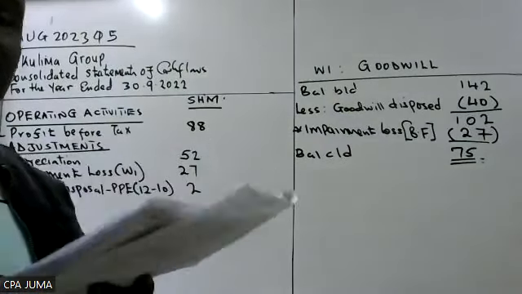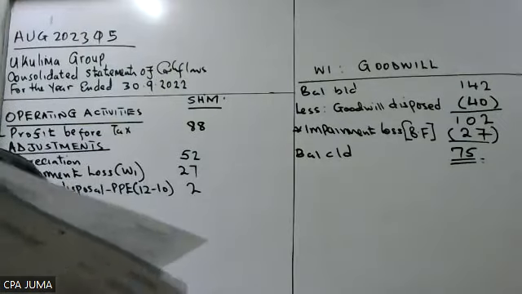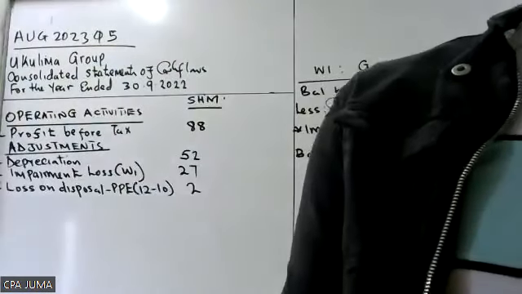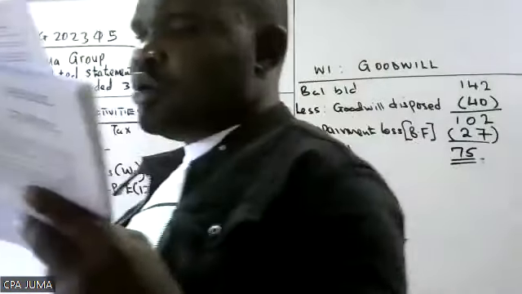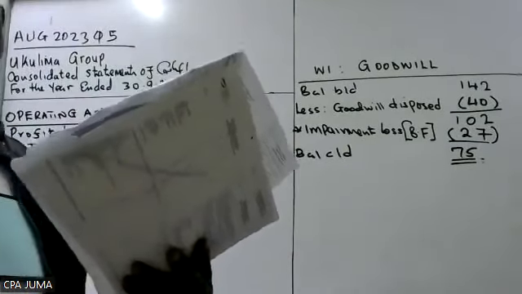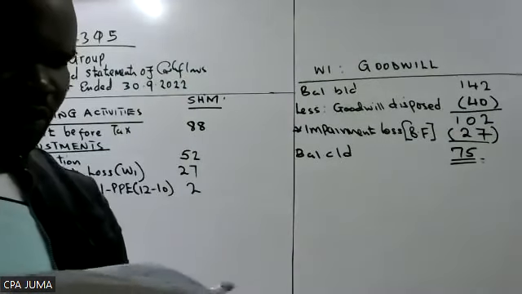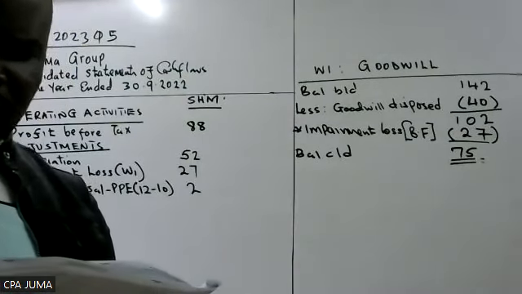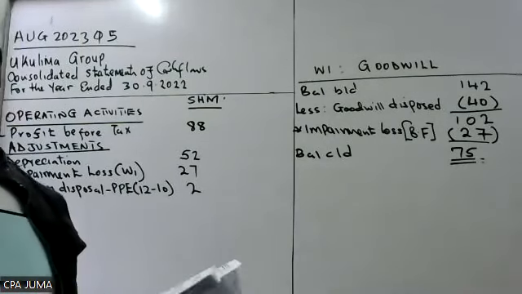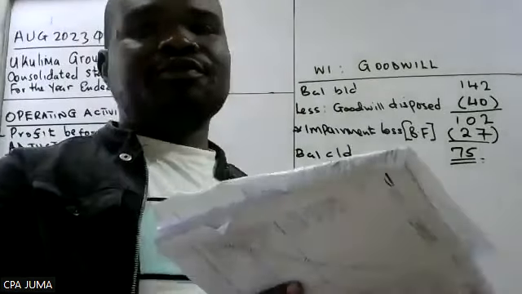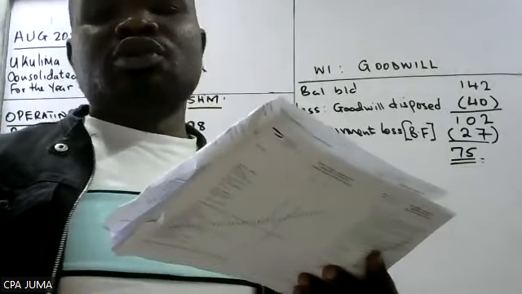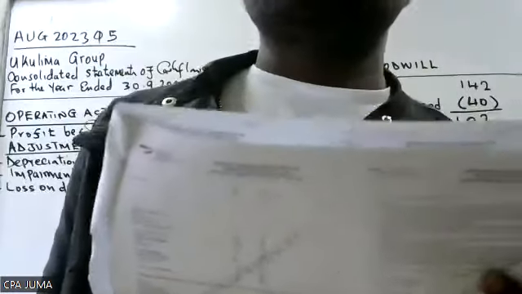Go to non-current assets. Under non-current assets, investment property, you are seeing how much? 60. You are seeing 60, no? Then they acquired another one at what price? 14. So 60 plus 14? 74. They closed with how much? They closed with 82. So that is an increase of 8.